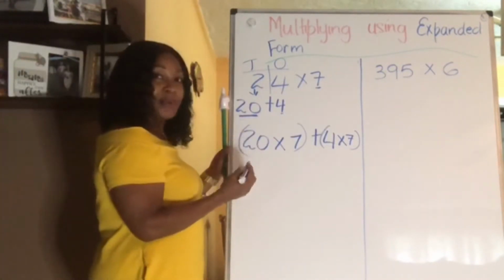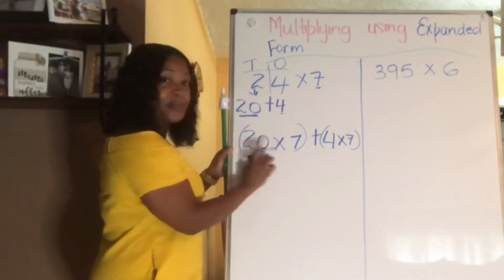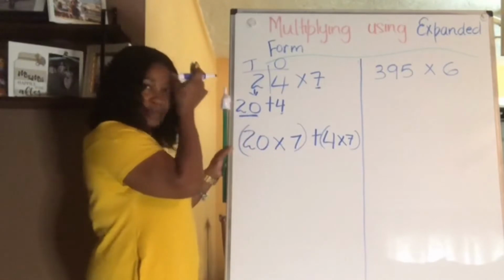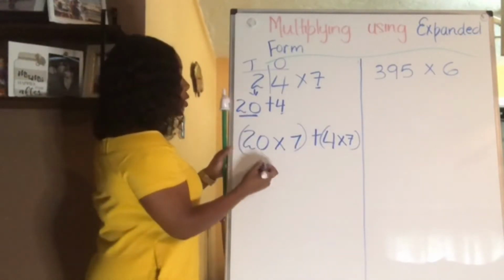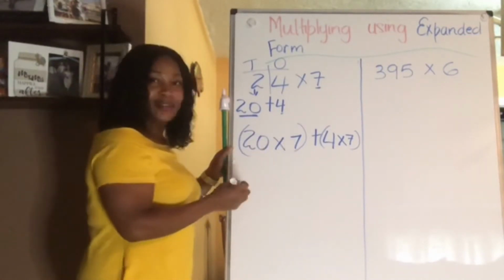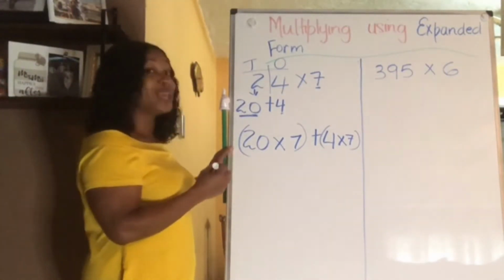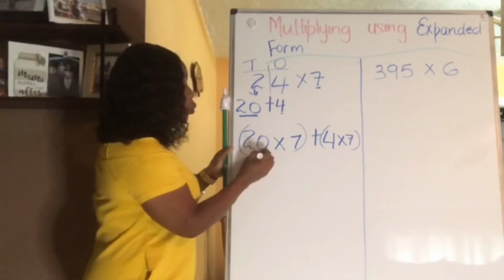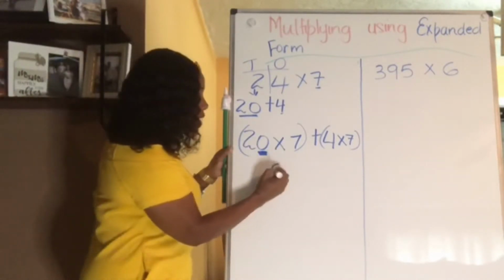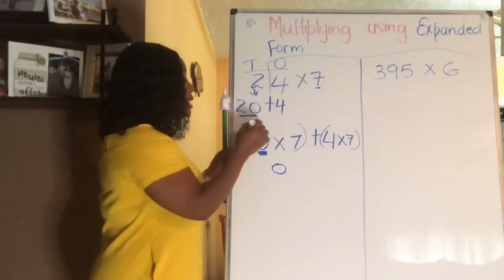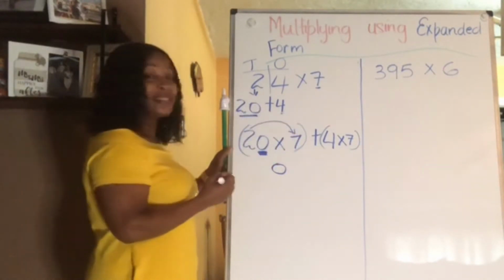The next step is to work the side of the bracket out, work this part out, and then add both of them together. So 20 times 7. You might look at it and say, oh, I can't multiply that without writing it out. You can. So because there is 1 zero, I'm going to write that zero down. Then all I'm going to do is multiply the 2 times the 7.